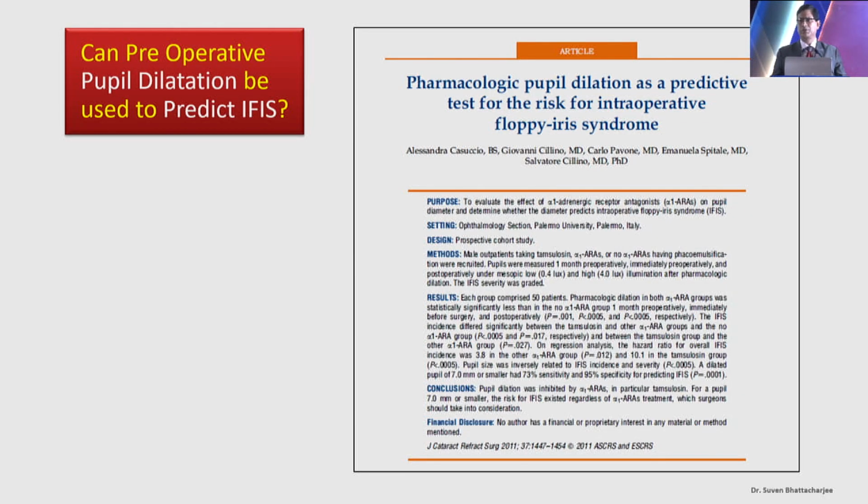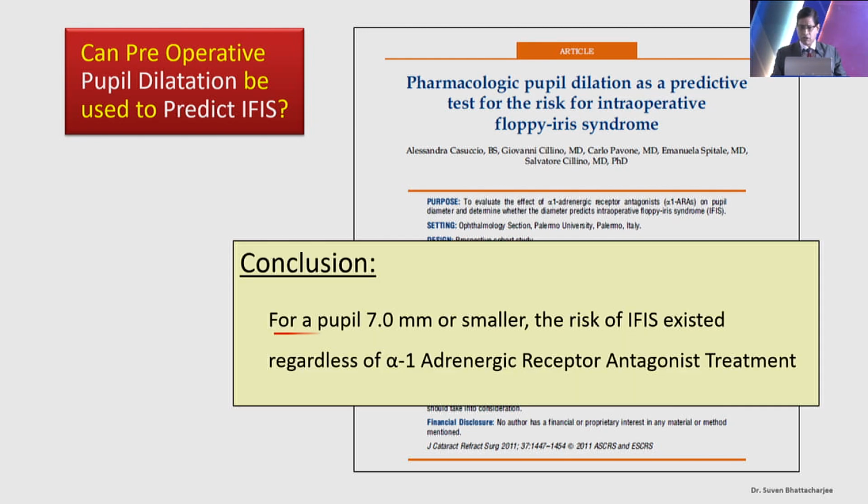So can pre-op pupil size be an indicator of possible IFIS or not? This paper was published quite some time back in 2011. The conclusion was that for a pupil 7 millimeters or smaller, the risk of IFIS existed regardless of alpha blockers. So tamsulosin is not the only issue.